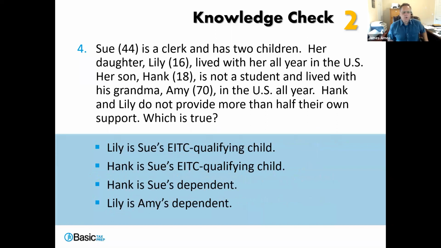So Sue is 44, is a clerk, and has 2 children. Her daughter Lily is 16. They lived with her all year in the U.S. Her son Hank, 18, is not a student and lived with his grandma Amy, 70, in the U.S. all year. Hank and Lily do not provide more than half their own support. So which of these is true?